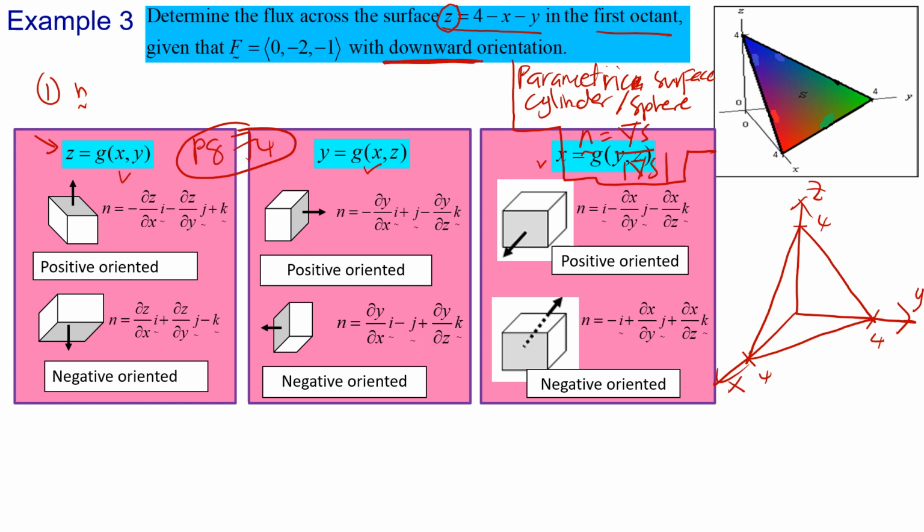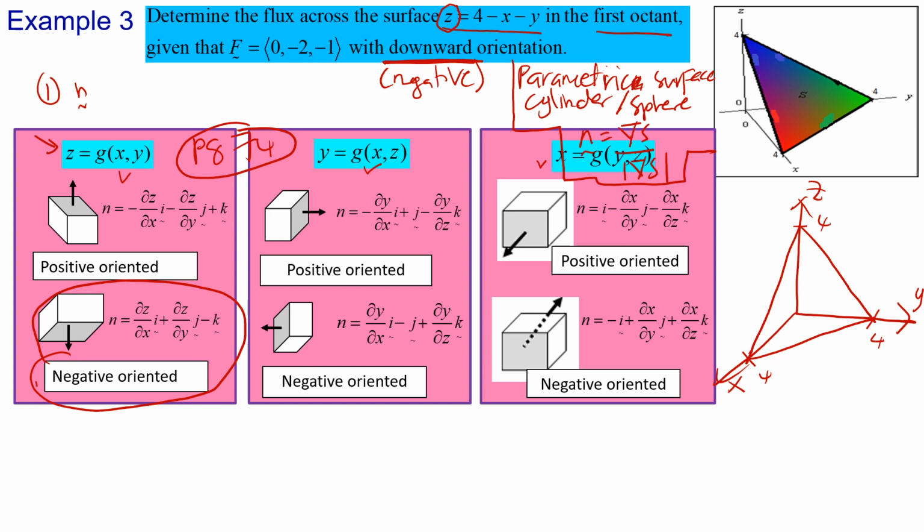Downward orientation means that it is negative orientation. If you use your right hand rule, your thumb has to be downward. You can see the other fingers are in clockwise orientation, which means that it is negative orientation. So to find n for this question, it has to be based on this formula.